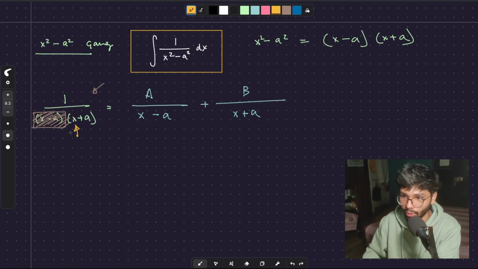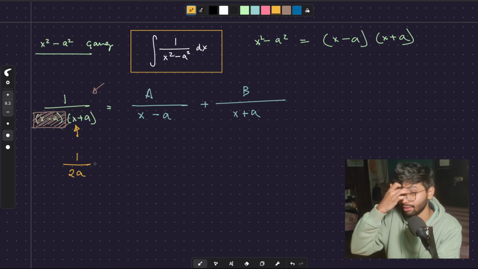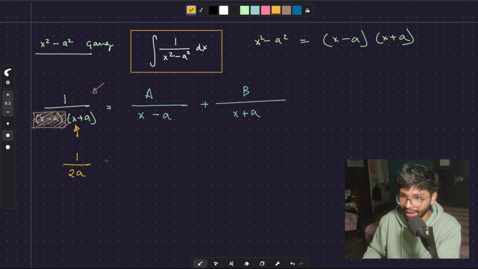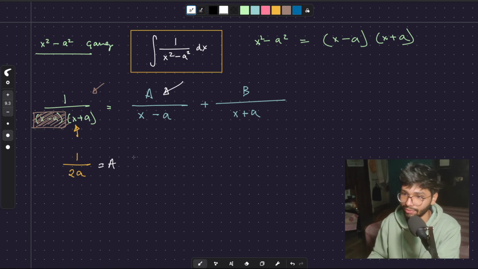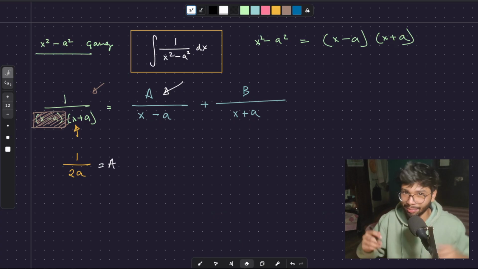Okay, so if I say this is a, then we have 1 over 2a over there, right? 1 over 2a. And that apparently is the value of A, because we chose this fraction, right? So that's the value of A. It's neat. It's something magical.